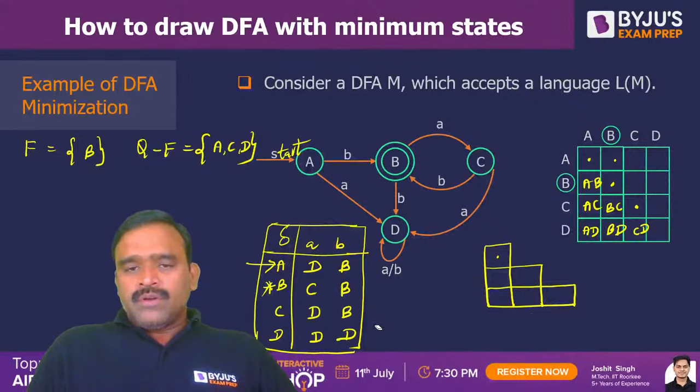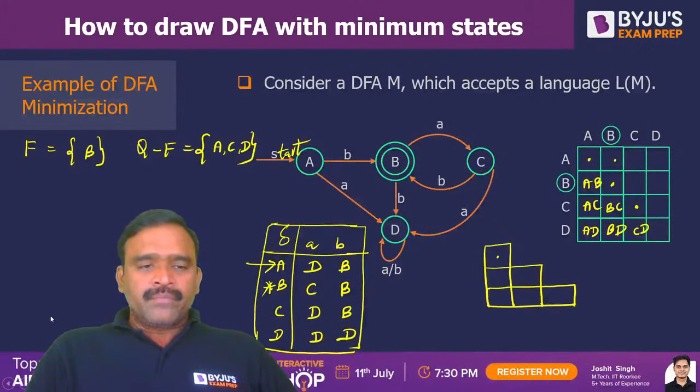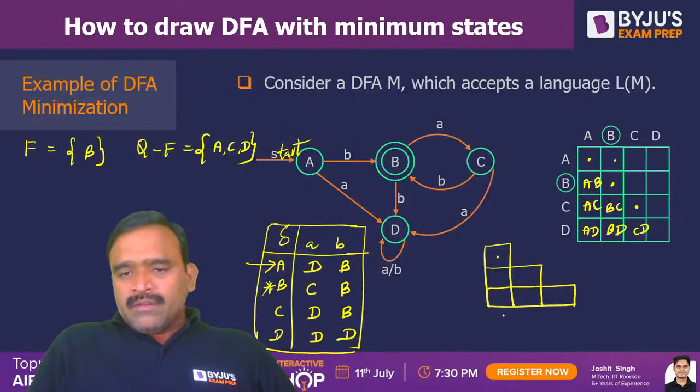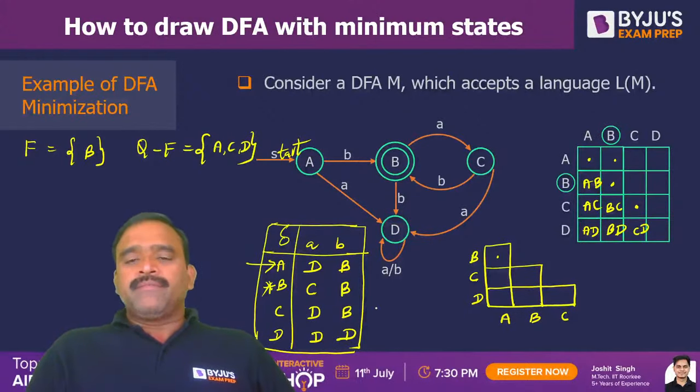What we have to do is write ABC on the vertical. In the horizontal line, you leave the last state. Only ABC you write. In the vertical, you write BCD. So that AB is a pair: AB, AC, AD, BC, BD, and CD.